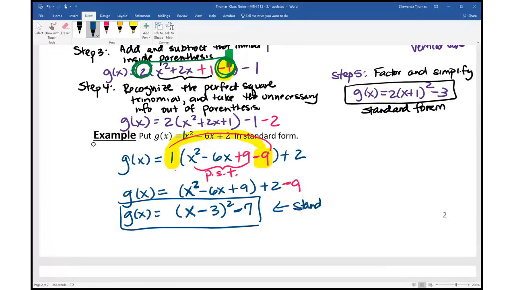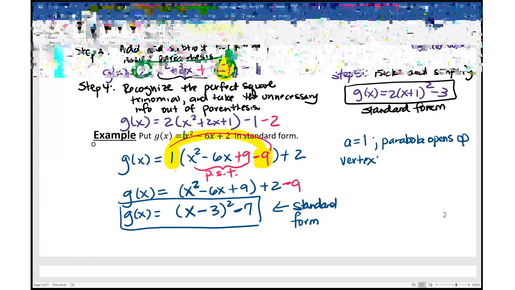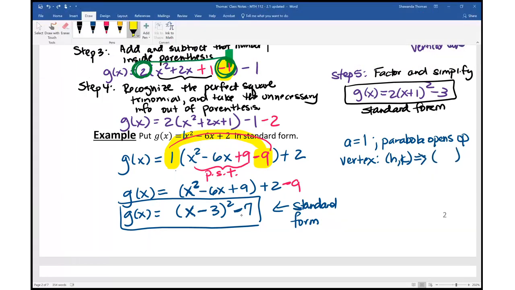This gives us the standard form, which gives us so much more information, right? For example, it tells us what a is. 1, it tells us if the parabola opens up or down. Does it open up or down? Up. It gives us the vertex. The vertex is h, k. Again, that's opposite of what you see here and keep what you see here. So that's 3, negative 7. Because our parabola opens up, is that a minimum or maximum point? It is a minimum point.